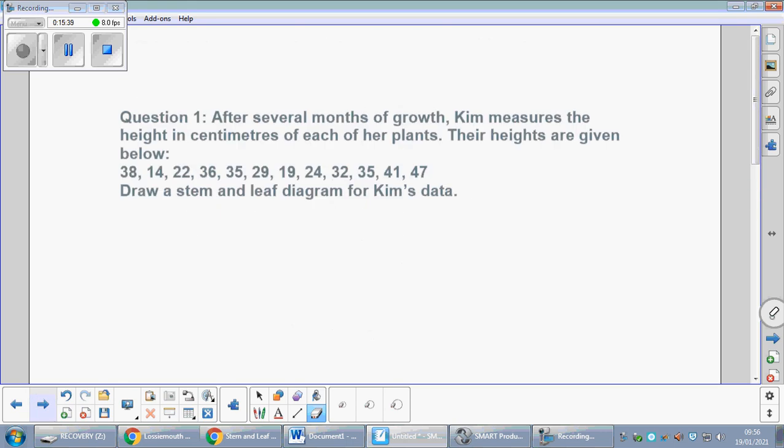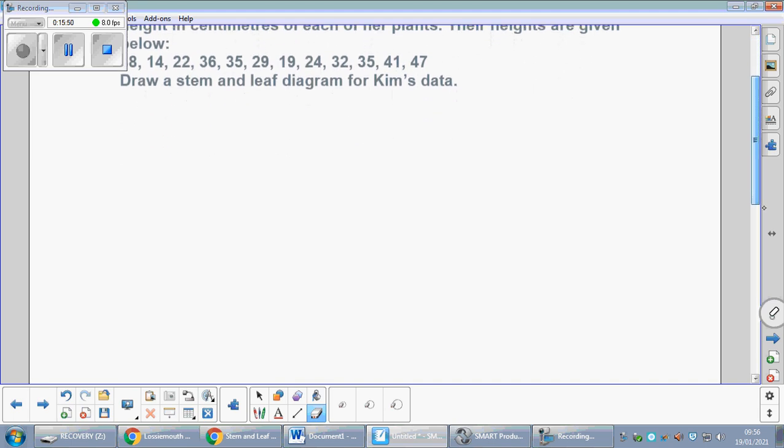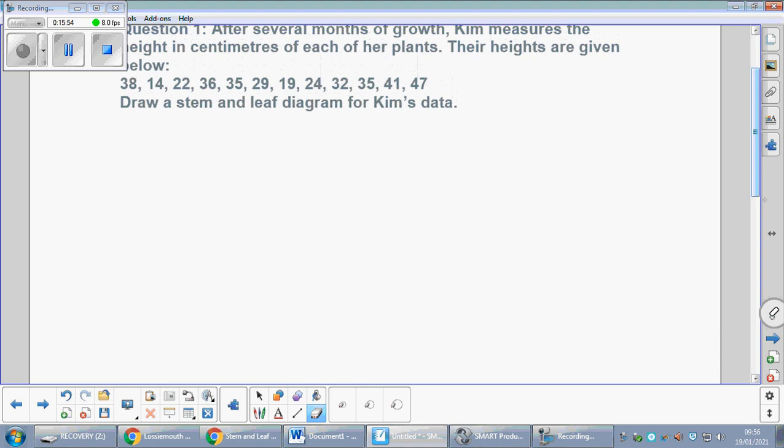After several months of growth, Kim measures the height in centimetres of each of her plants. Their heights are given below. 38, 14, and so on. Right, so we're going to draw a stem and leaf. Just put it there. Right, so I'm going to do that.